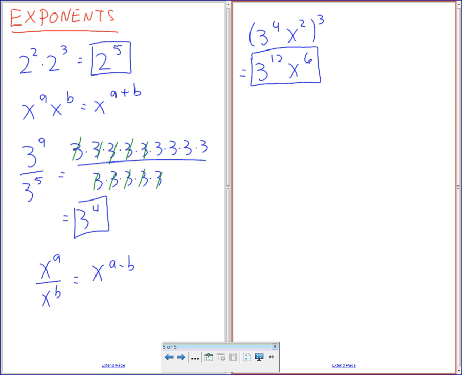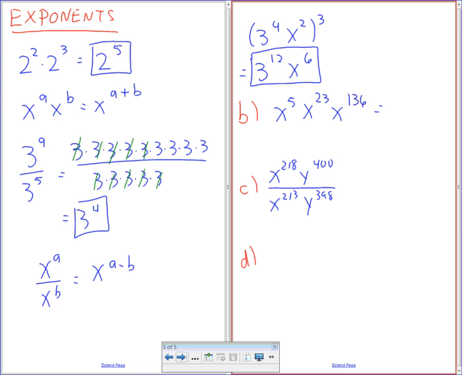And if you don't believe me, I'm going to give you one with enormous numbers right now. I can try these ones for me right now, which is going to be B, C, and D. So we'll get on to something monstrous in a sec. So I'm going to do x to the 5, x to the 23, x to the 136, x to the 218, y to the 400, all over x to the 213, y to the 398, and 3 to the 4, x to the 5, y to the 6, times 12.